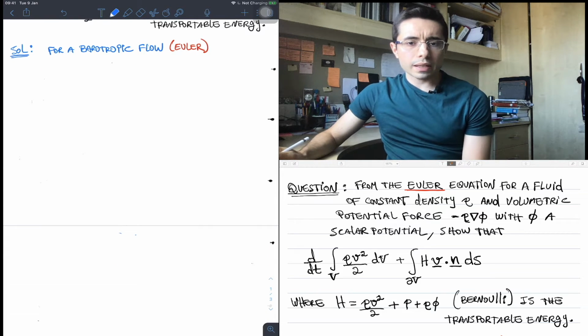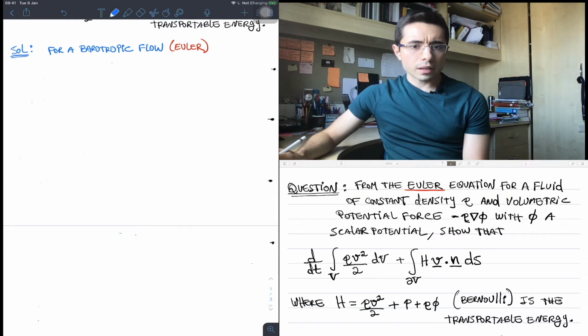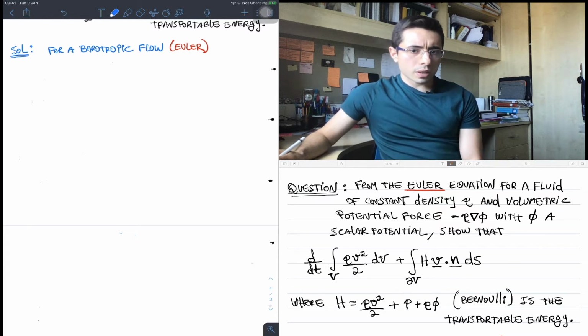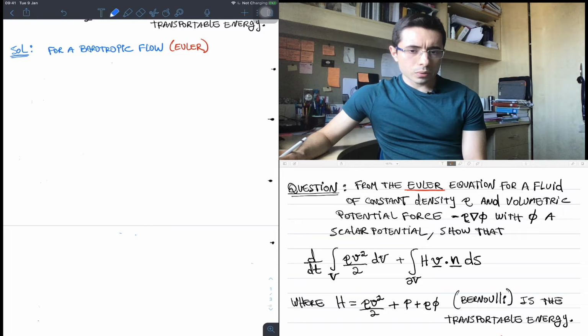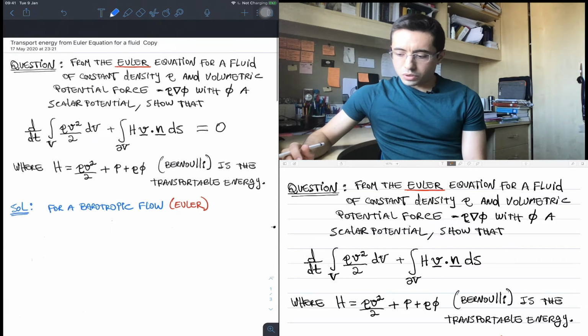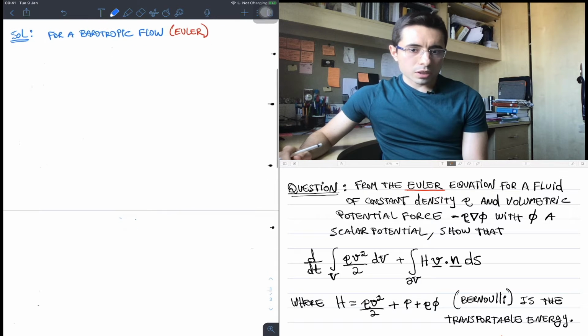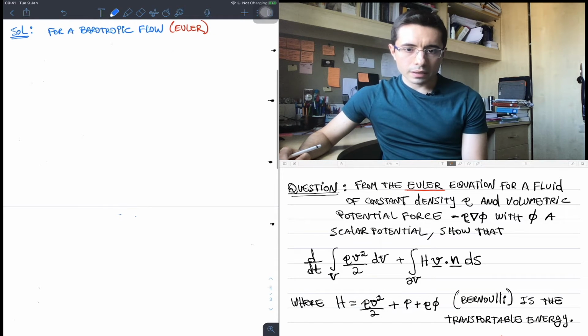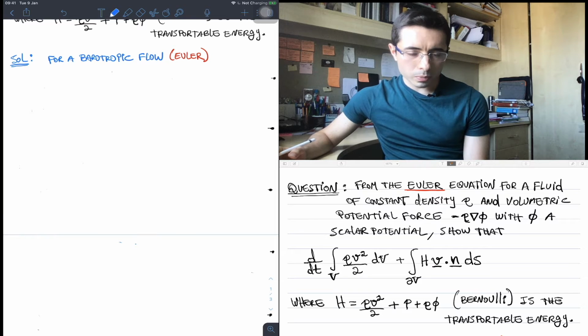So, to prove that that quantity h is ρ v squared over 2 plus p, which is the pressure, plus ρ times phi. And this quantity h can be called the Bernoulli constant or Bernoulli quantity, because it has to do with Bernoulli's equation for a fluid. It is transportable energy. And the question is basically just asking to prove that this identity is valid.